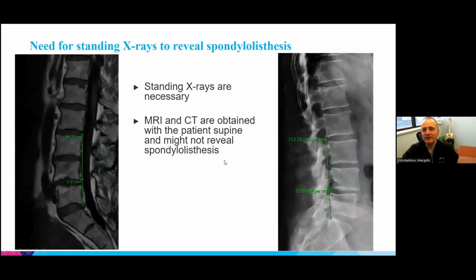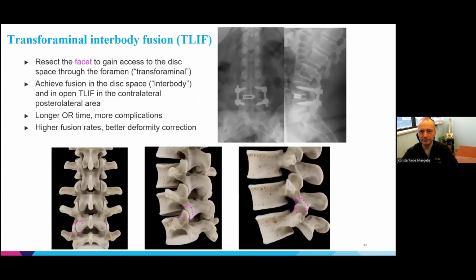And we usually need standing x-rays because the MRIs and the CAT scans are done with the patient supine. So we might miss the spondylolisthesis or might miss the instability.